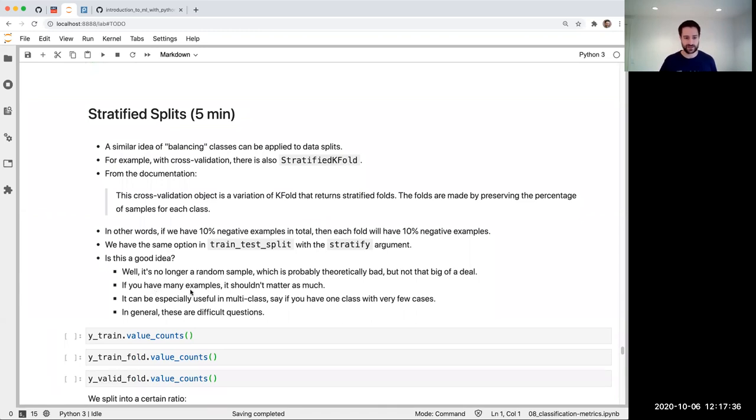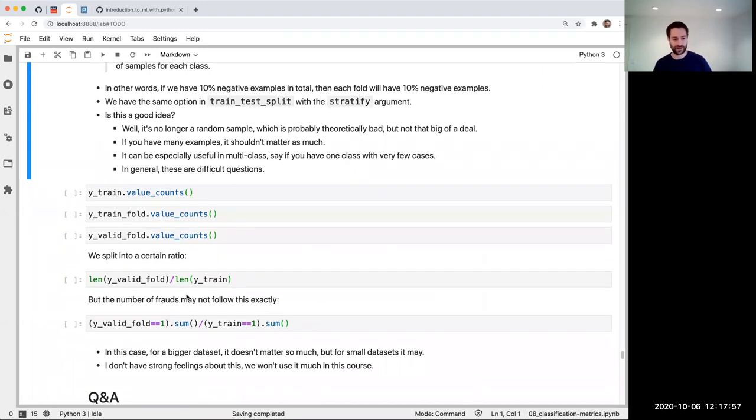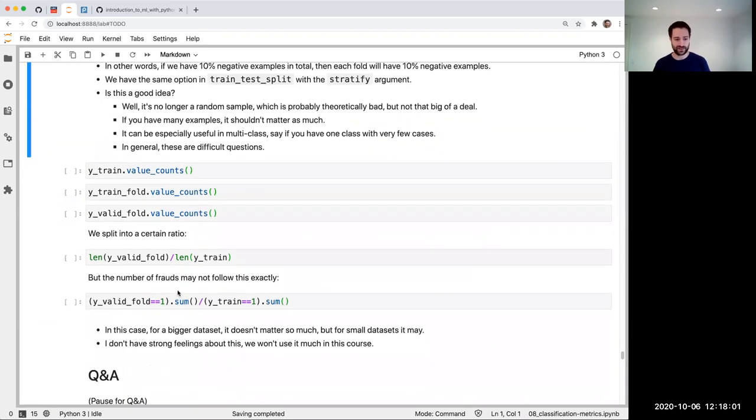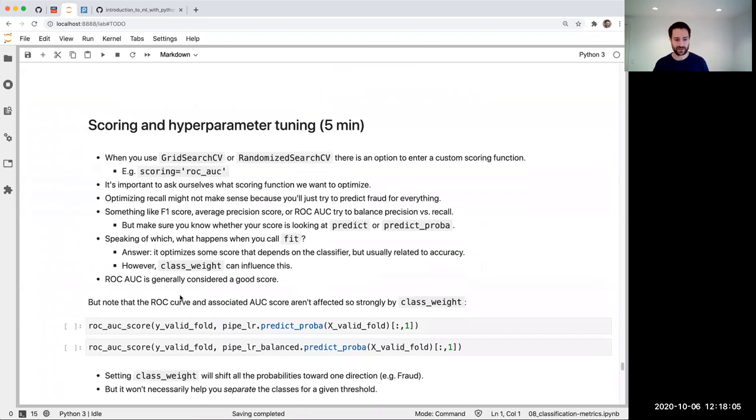Stratified splits is the idea that when you do a train test split or cross-validation, there's something called stratified versions of that, which makes sure it preserves the proportion. So if you have 1% frauds, it'll make sure each fold has 1% frauds, as opposed to just randomly splitting. And sometimes that can be desirable if you're worried about not preserving that. Let me not go into that more in the interest of time. It doesn't make a big appearance on the assignment.